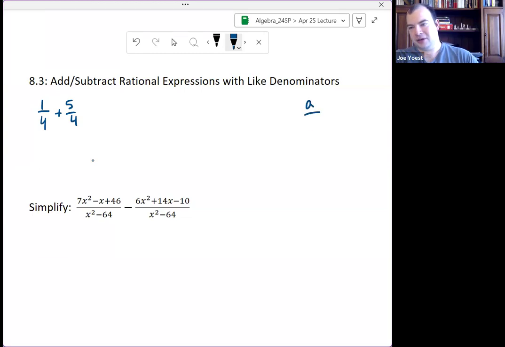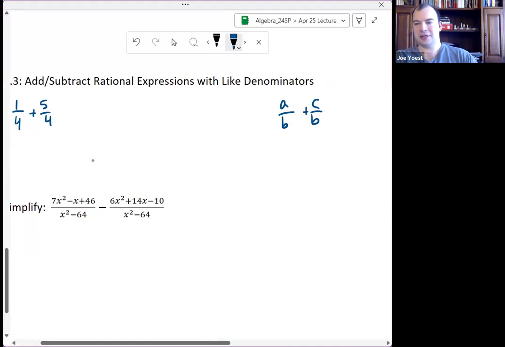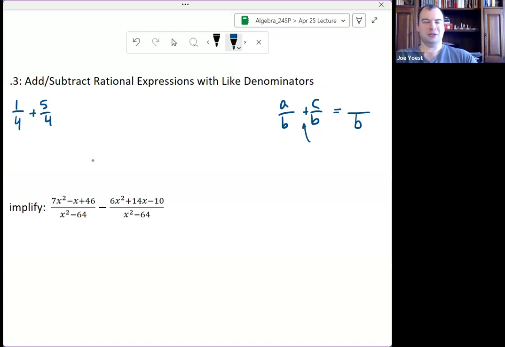If I have A over B plus C over B, what is the fraction property? When I'm adding or subtracting 2 fractions with the same denominator, their sum or difference has the same denominator. It's not B plus B, it's just the same denominator of B. And the numerator is A plus C.